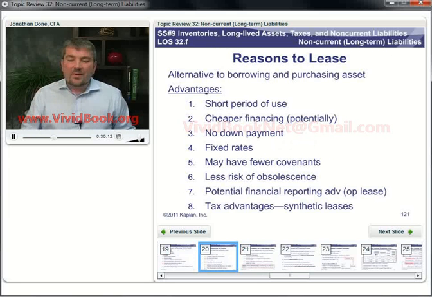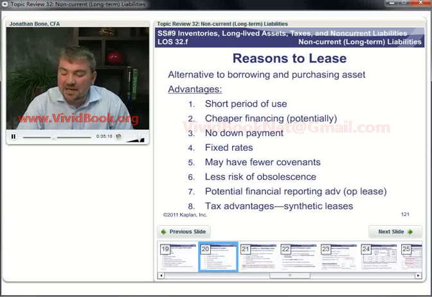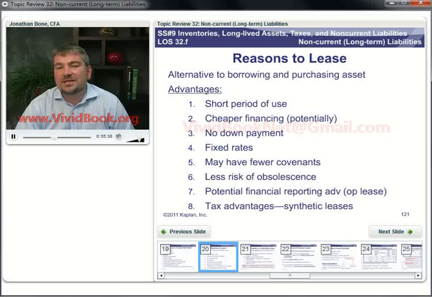Okay, now we move our attention from bonds into leasing, so leasing assets. Our first LOS asks us to discuss the motivations behind leasing assets. So why lease an asset rather than borrowing money and purchasing? Number one, short period of use. So maybe you don't want to use the asset for its entire life. Well, this is good. If you lease the asset, at the end of the lease period, it returns to the lessor.